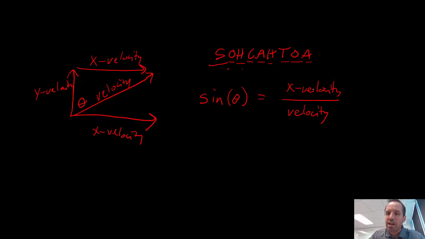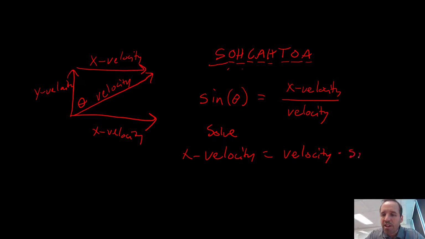So if we do some algebra now, we can rearrange that equation, and we get that the x velocity is equal to the measured velocity multiplied by the sine of theta. Similarly, if we look at this second part, the cosine of the angle is equal to the adjacent over the hypotenuse.